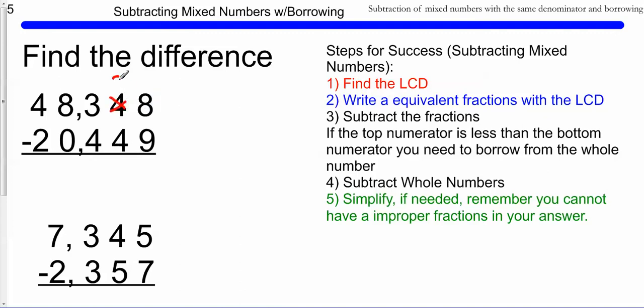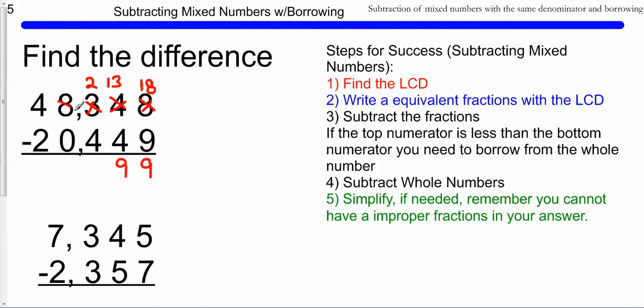The 4 becomes a 3, and then I add 10, becomes 18. Now, what did I borrow? I borrowed 10, so that's why I have 18. Okay, so then I subtract. I can't subtract, so I need to borrow. That becomes a 2. That becomes a 13. So then I subtract. I get 9.